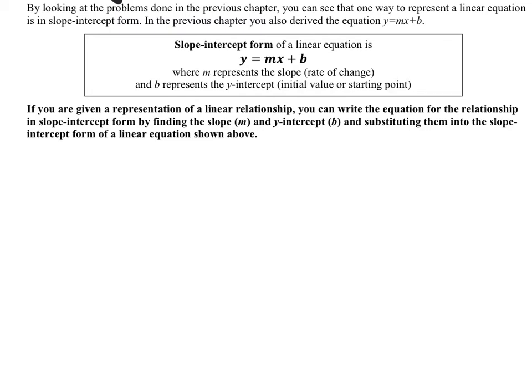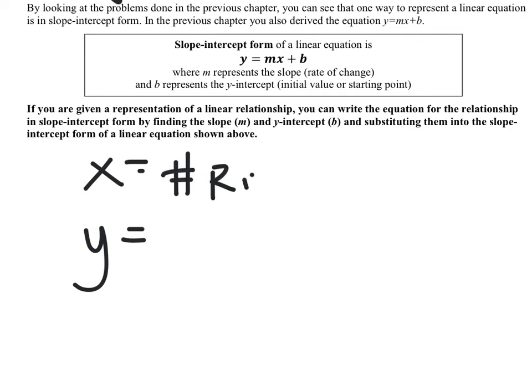If it's a word problem, you also need to define your x and your y. So in addition to writing the form y equals mx plus b, like in that last problem, the x was the number of rides. So you'd want to indicate that x is number of rides, and the y was cost.